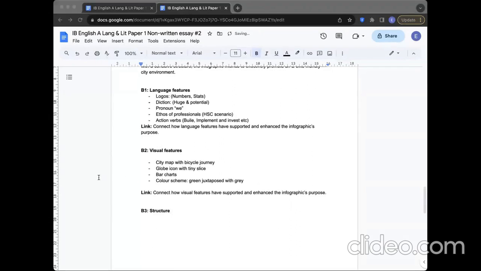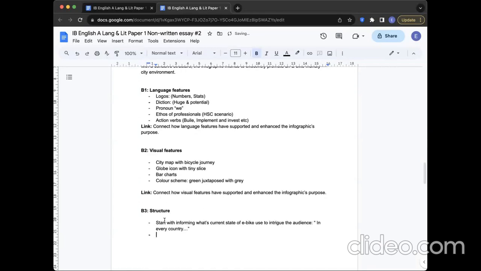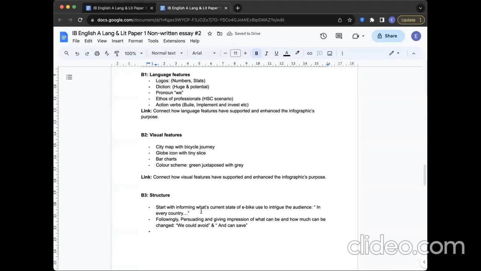The last body paragraph is going to focus on the structuring of this infographic. So body 3, structure. First, how does it start? It starts with informing what's the current state of e-bike usage to somehow intrigue the audience. So I can bring some quotes of in every country or what's going on. Yeah, those kinds of evidence. Next, how does the infographic continue? Followingly, it is trying to persuade and give an impression to the city governors and officials about what can be changed and how much can be changed. So I'm going to use evidence like we could avoid and we can save, or these kinds of evidence from the infographic.